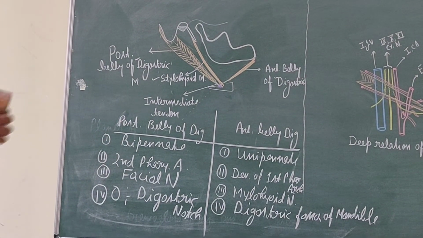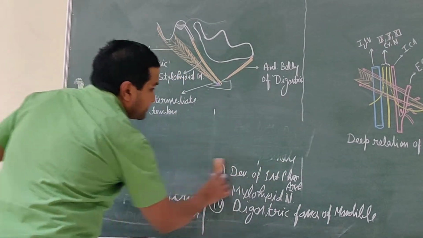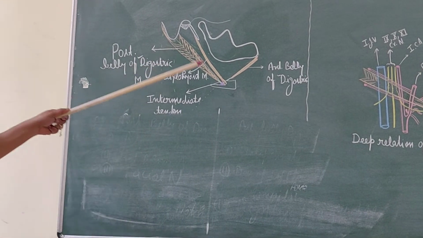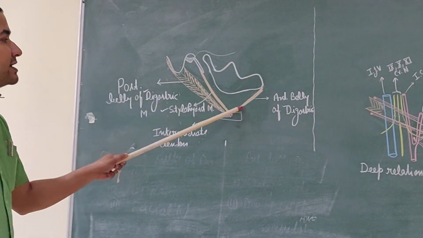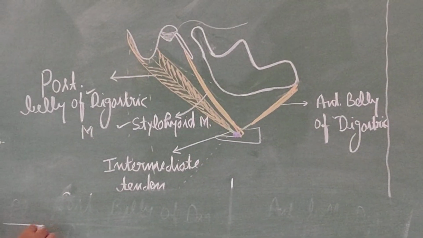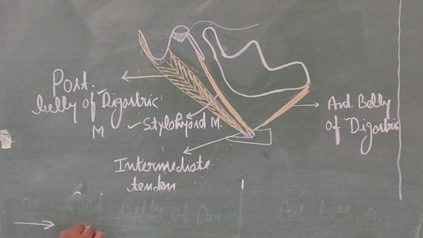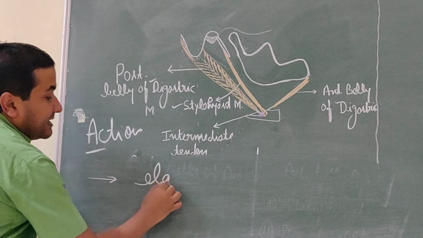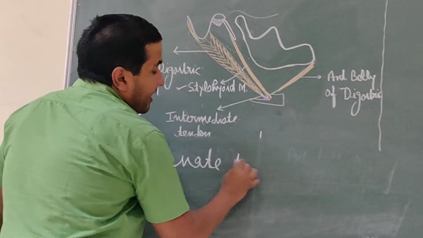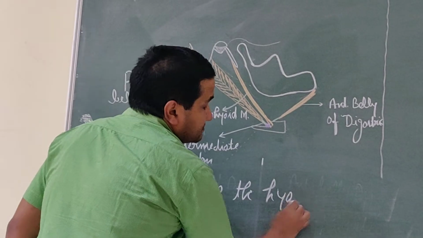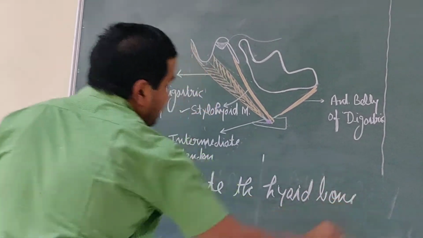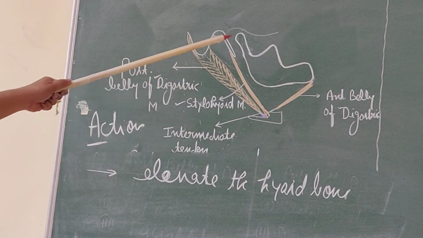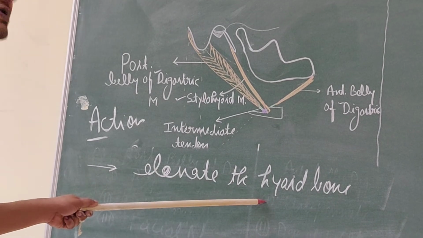Now, if you see the complete action of the digastric muscles, these muscles act on the hyoid bone and on the mandible. If it acts on the hyoid bone, it elevates the hyoid bone. This action is opposite to the infrahyoid muscles. Infrahyoid muscles depress, while the suprahyoid muscles elevate the hyoid bone during swallowing.